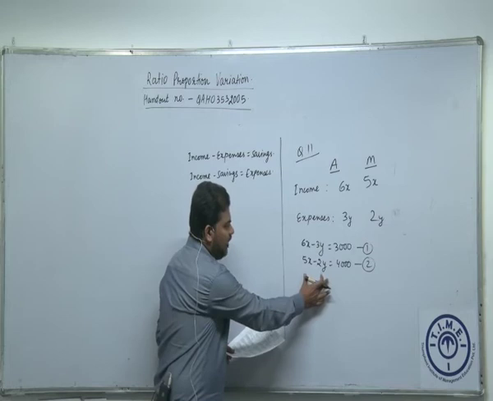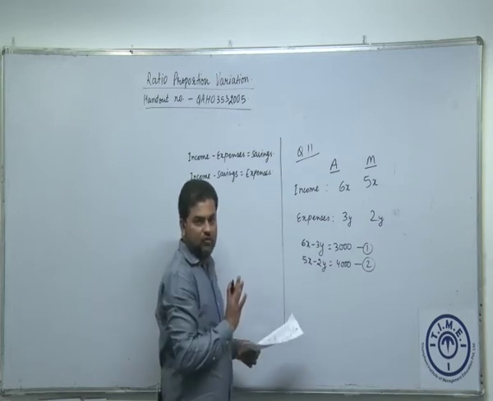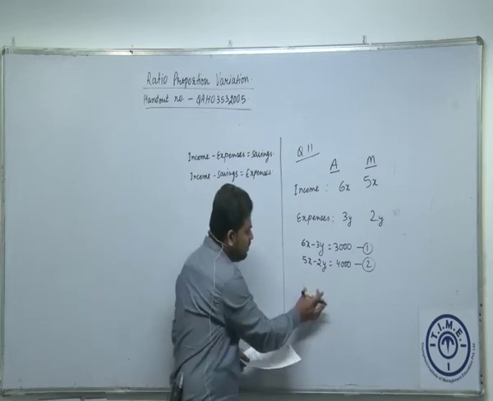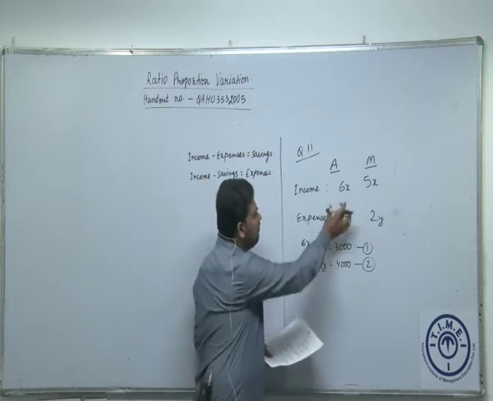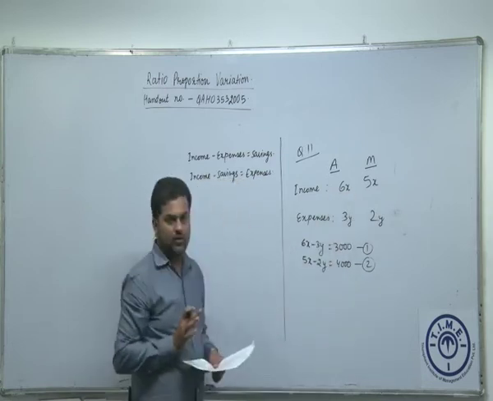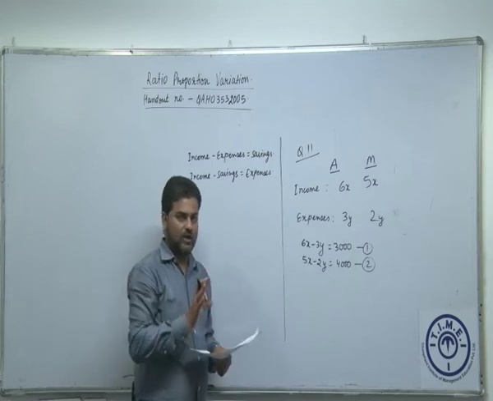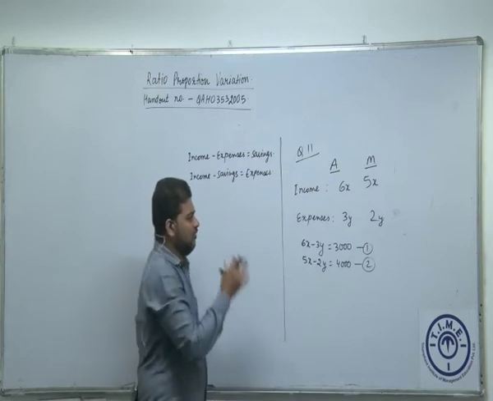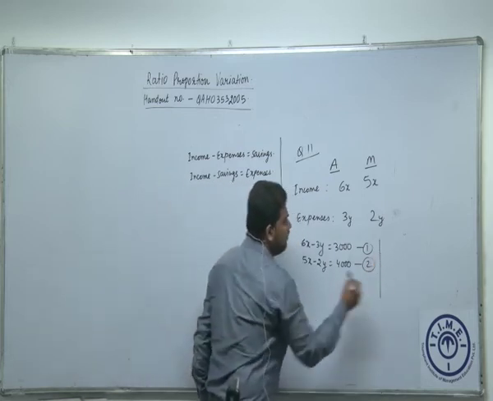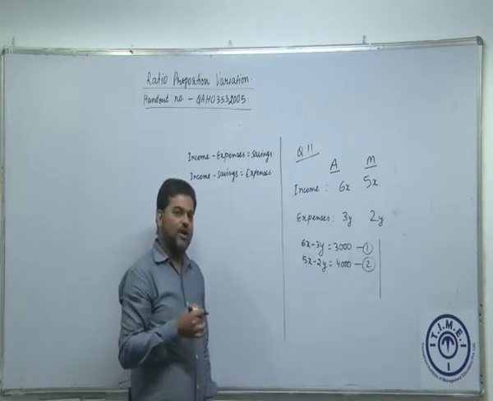We can get the value of x from here. If you solve this, you will get the value of x as 2000. So what is the income of Anil? 6 into 2000, which is equal to 12,000, right? But can we do it some other way? There is another way. You can do it also in this way, because the savings are already given.